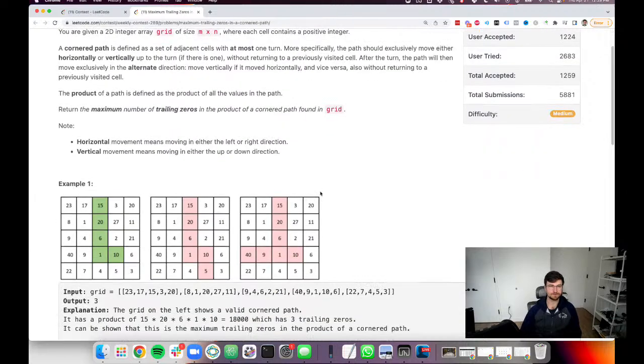Okay. The product of a path is defined as the product of all the values in the path. Return the maximum number of trailing zeros in the product of a cornered path found in the grid. Oh, trailing zeros in the product itself. I see.